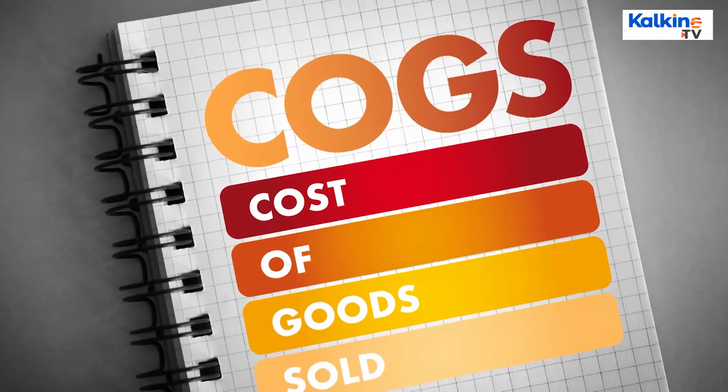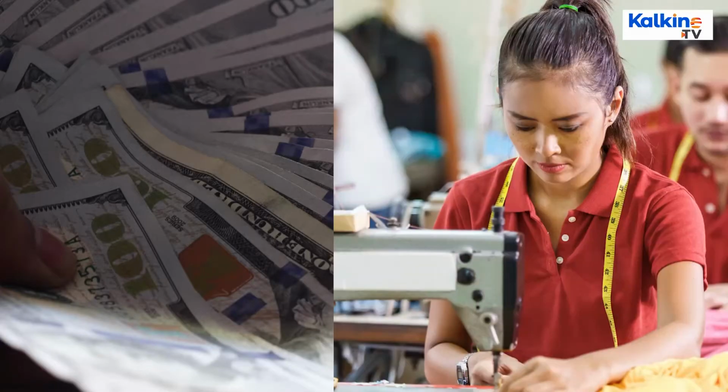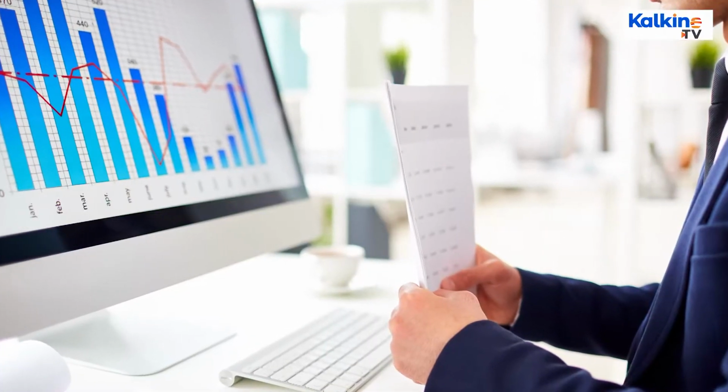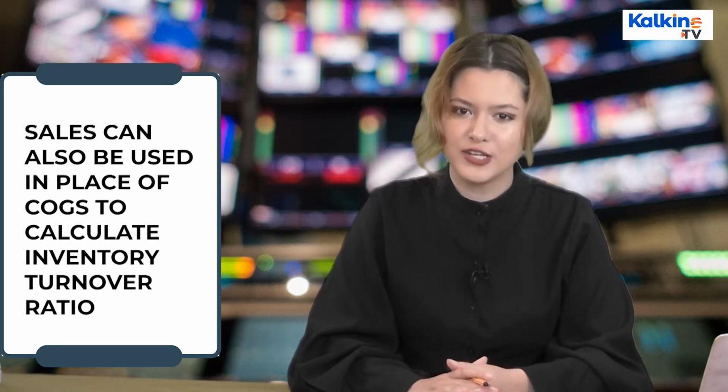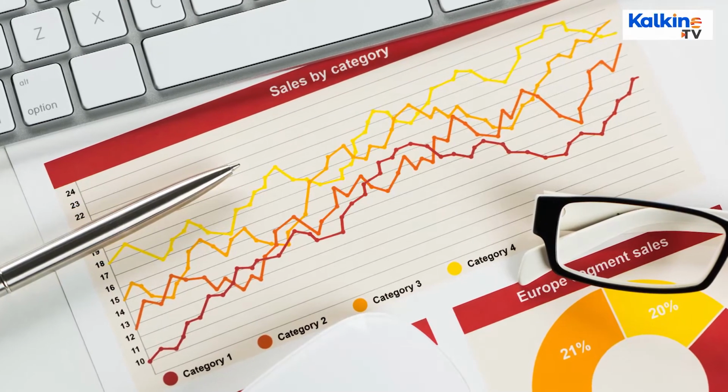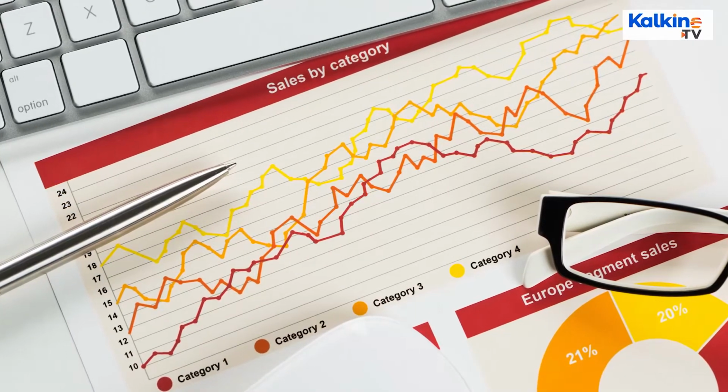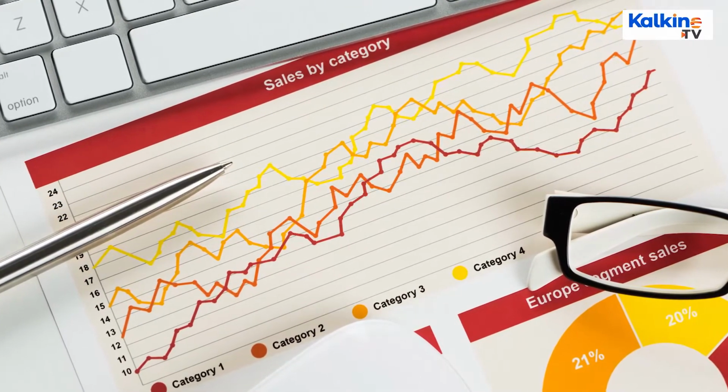COGS can also represent revenue from operations, which refers to sales. Thus, sales can also be used in the place of COGS to calculate inventory turnover ratio. Therefore, the cost of sales is the actual value of inventory converted to sales.